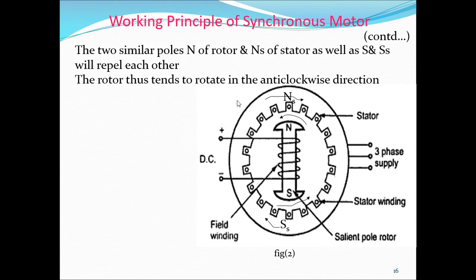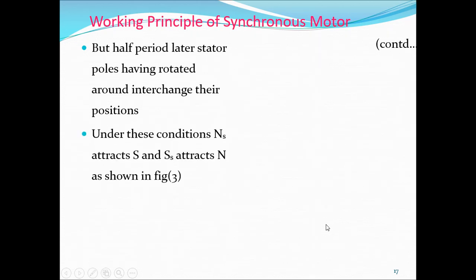This figure shows how the rotor poles are changing. See here, when the rotor reaches here, the north pole also comes here. Then automatically this north pole of the rotor and this one repel each other. This one shows the DC excitation to the rotor winding, and this one is the stator field winding with three-phase supply. As I showed in the previous slide, it contains a terminal box. Through this terminal box we can give the three-phase supply. Here this one is the stator winding, and this one is the salient pole rotor.